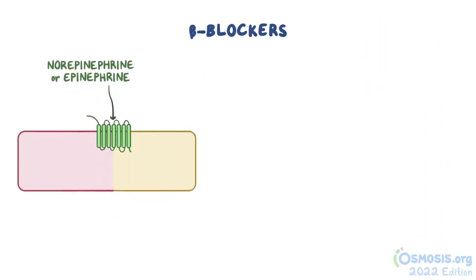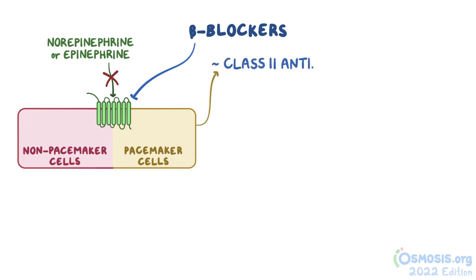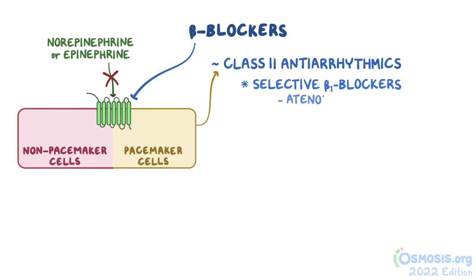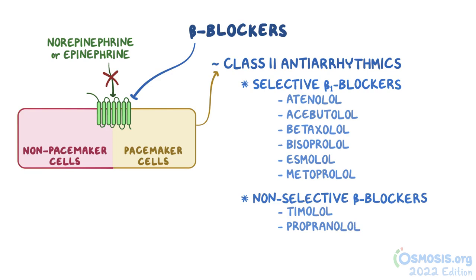Beta blockers bind beta-adrenergic receptors in both pacemaker cells and non-pacemaker cells, thereby preventing norepinephrine and epinephrine from binding them. Now, beta blockers that mainly target pacemaker cells are actually classified as Class 2 antiarrhythmics. And just like all beta blockers, they can be subdivided into selective beta-1 blockers like atenolol, acebutolol, betaxolol, bisoprolol, esmolol, and metoprolol, or non-selective beta blockers like timolol and propranolol that target all beta receptors.